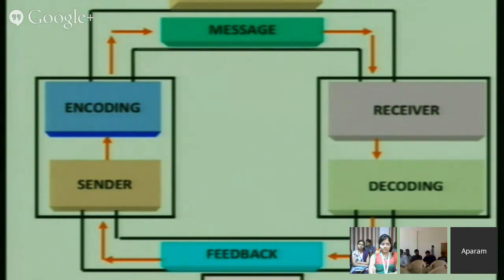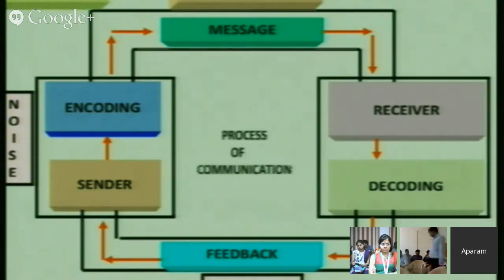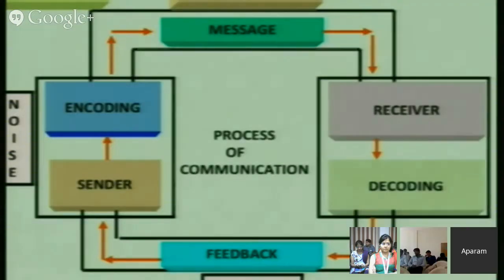Element of noise can be present anywhere. It can be in the sender, it can be in the channel, it can be in the message, or it can be in the receiver, and all this takes place in a context. This is what we refer to as the process of communication. In a simple way, we can show the relationship between the various elements in the process of communication. And the same model can be translated into the classroom communication model.